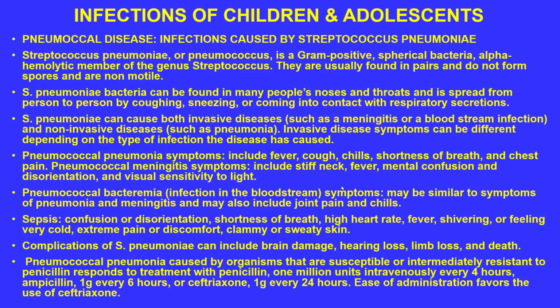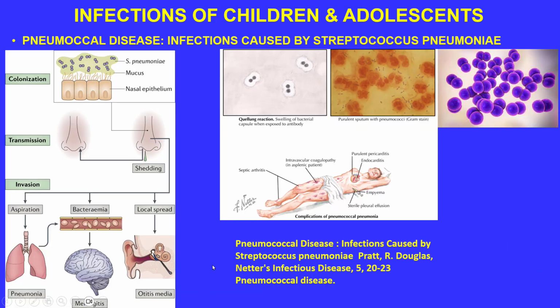1 million units intravenously every 4 hours. Ampicillin, 1 gram every 6 hours. There's ceftriaxone, 1 gram every 24 hours. The ease of administration favors the use of ceftriaxone. Okay? And here you have several different notes.